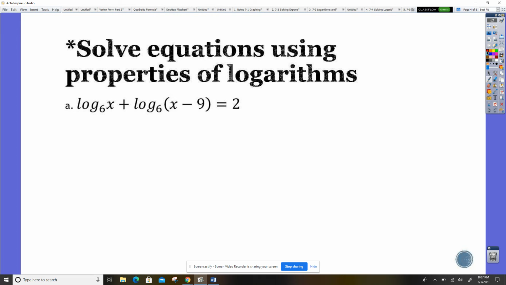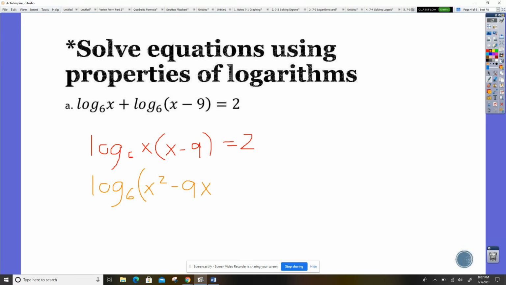And we learned yesterday that if we are adding, that means we are going to multiply what we're taking the logs of. So that's going to give us log base 6 of x times x minus 9, and that's equal to 2. Well, first thing I need to do is simplify this x times x minus 9. X times x minus 9 is x squared minus 9x.